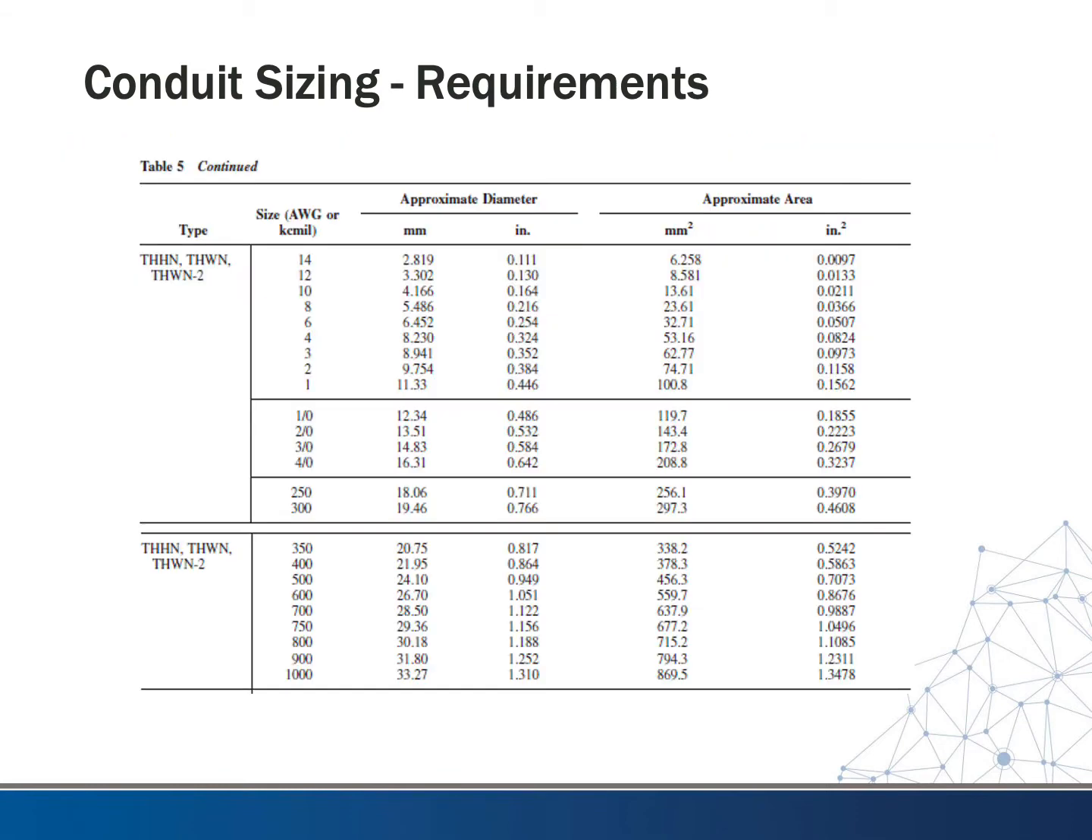So here is that table. It's actually just a part of it. It's multiple tables. We're looking at the table for THHN, THWN, which we've talked about before, is probably the most common wire we will see. You can see here, it goes down the first column by size, and here it gives the approximate diameter for each of these in millimeters and inches, and then the approximate area in millimeters squared and inches squared. So at least in the United States, we usually live in this column down here. This will give us the cross-sectional area for each conductor.